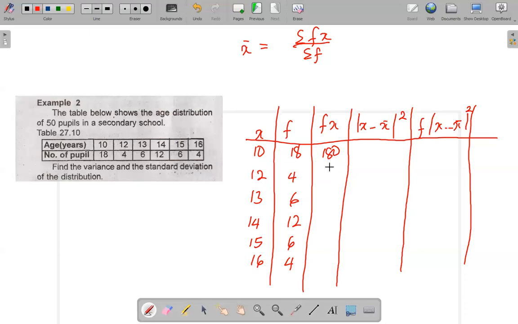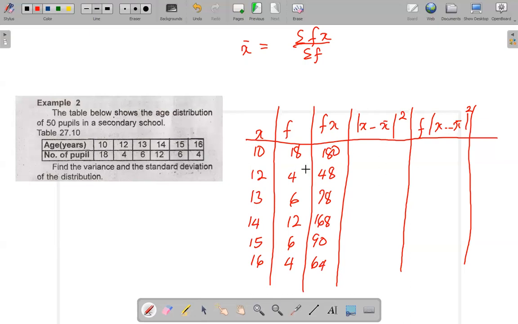FX is 10 times 18 is 180. And 12 times 4 is 48. 13 times 6, 78. 14 times 12 is 168. 15 times 6 is 90. And 16 times 4 is 64.